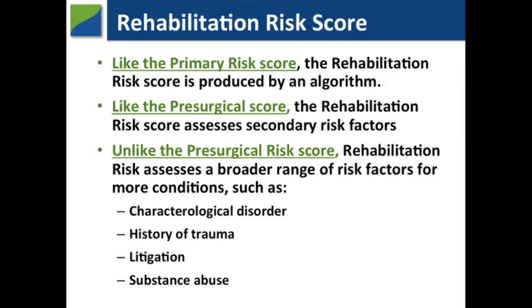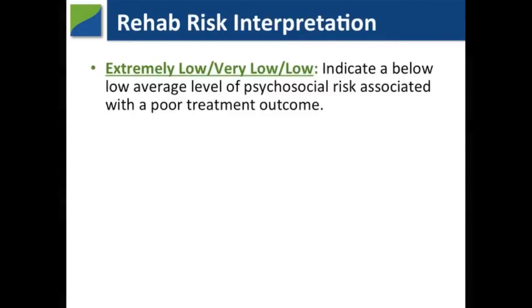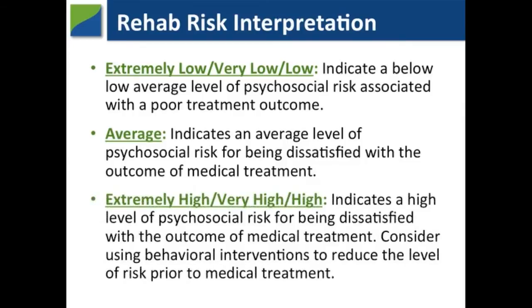So how do you interpret the rehab risk score? A low score indicates a below average level of psychosocial risk factors associated with a poor treatment outcome. An average level, like pre-surgical, indicates an average level of psychosocial risk for being dissatisfied with the outcome of medical treatment. And a high score indicates an above average level of psychosocial risk factors for being dissatisfied with the outcome of medical treatment.